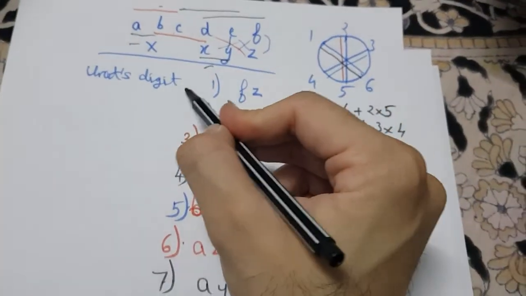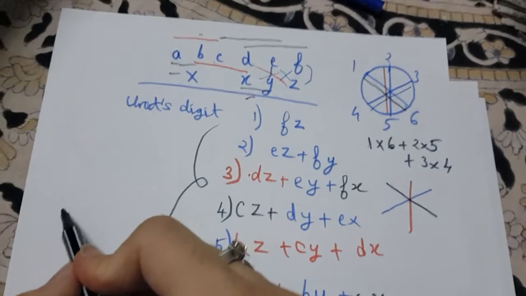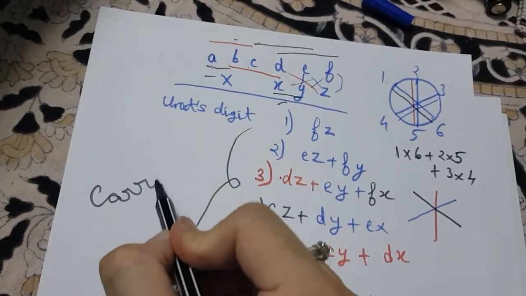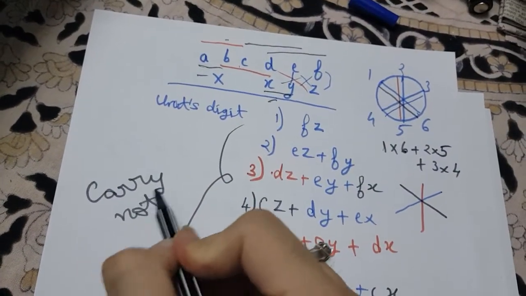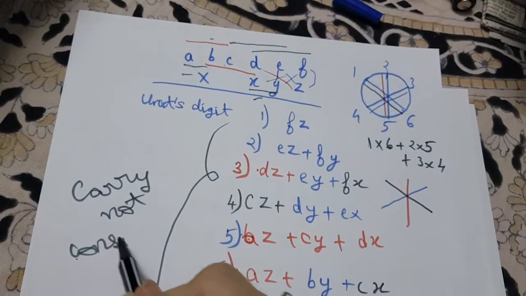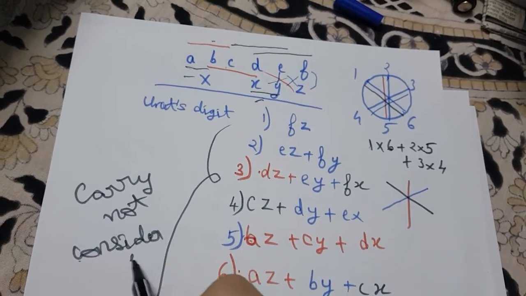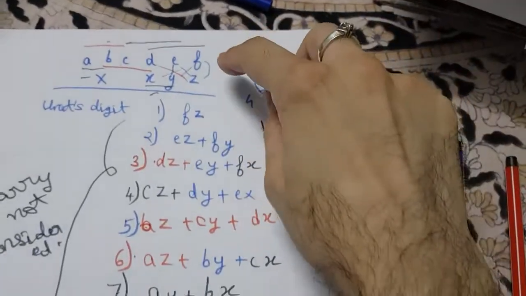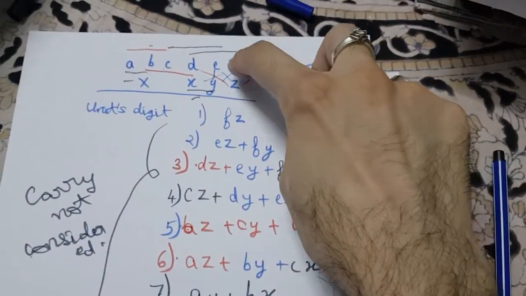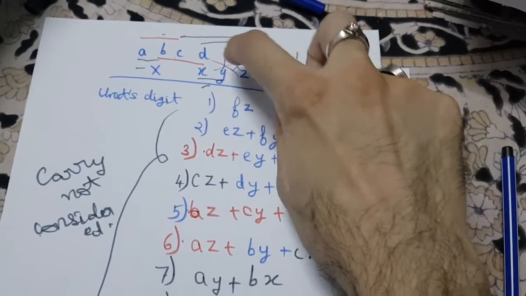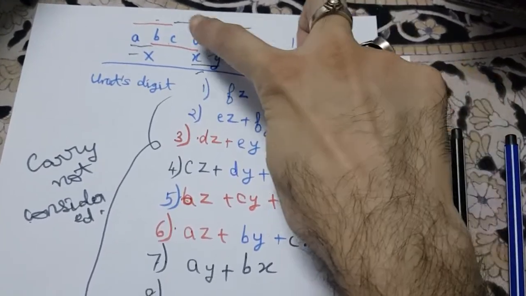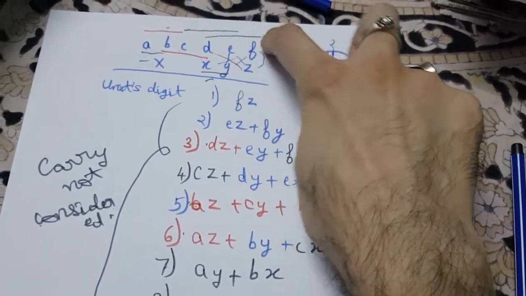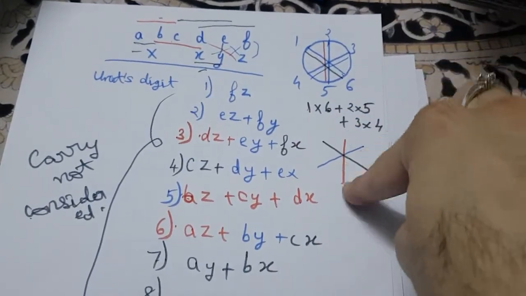One thing to be noted here is that carry has not been considered. So you have to consider carry while solving, okay? Hope it is easy. First of all you have to multiply fz, then cross multiply ez plus fy, then for three digits, a cross multiply dz plus ey plus fx. That is the concept.